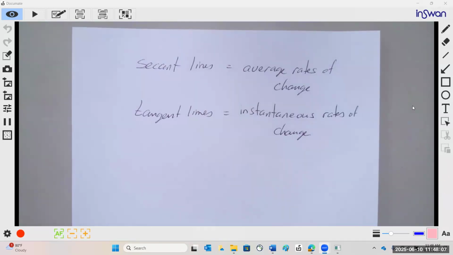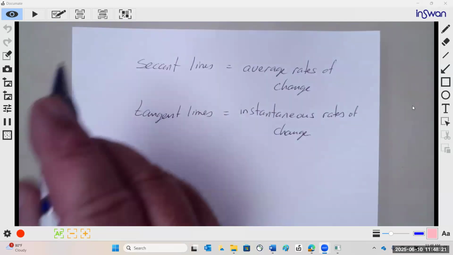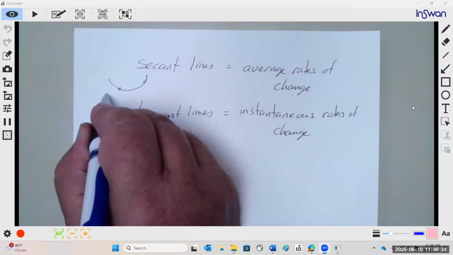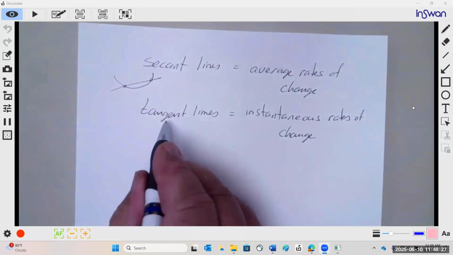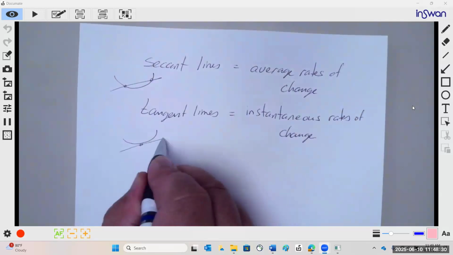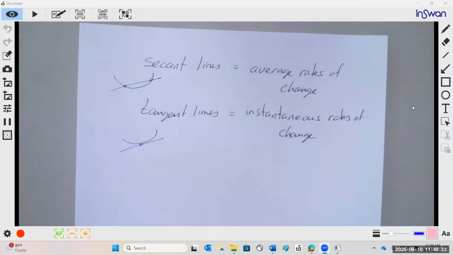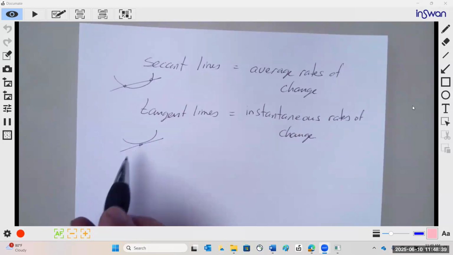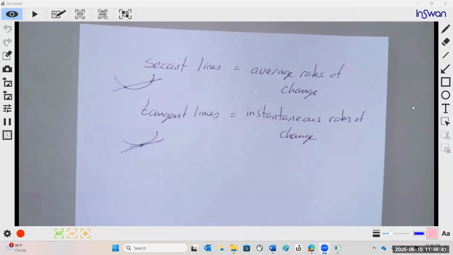Why is that? If you think about it, why are both of these defined the way they are? Exactly. Secant is through 2 points. Tangent is at 1 and only 1 point. So with the secant, I can take the average of the 2 points. With the tangent, I only have one value, so it's instantaneous at that point. Again, once you look at it, it's a no-brainer.